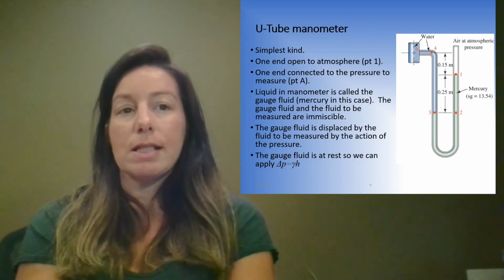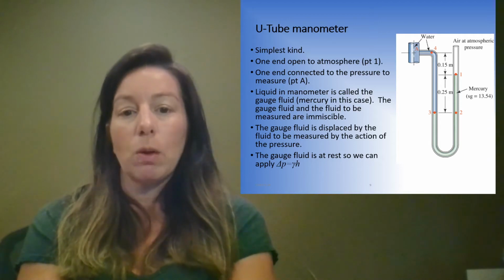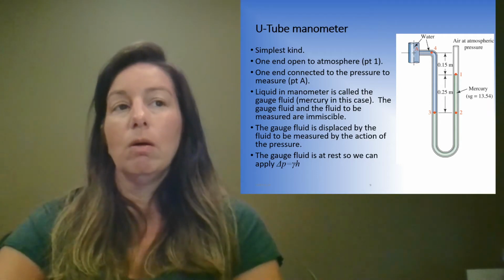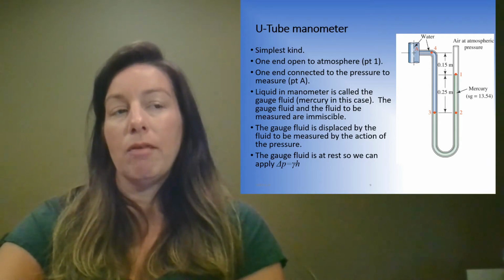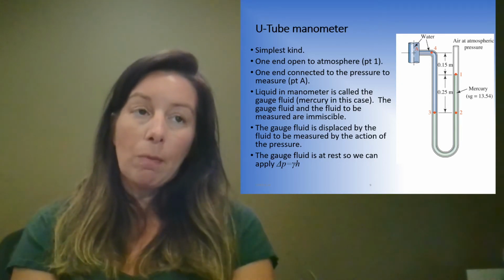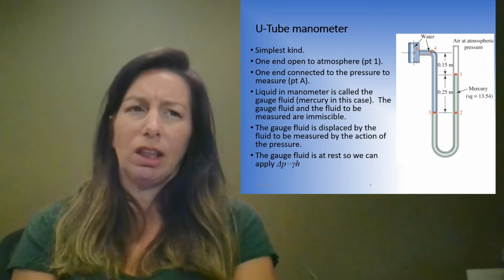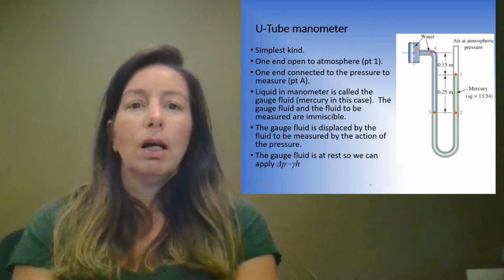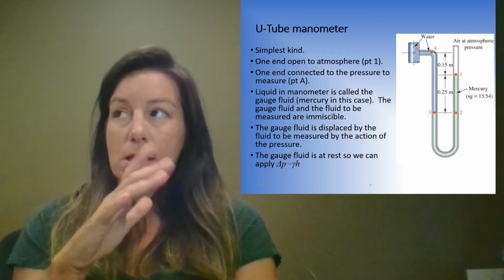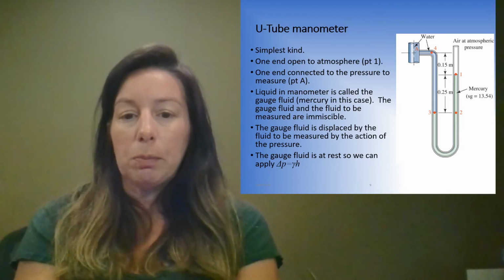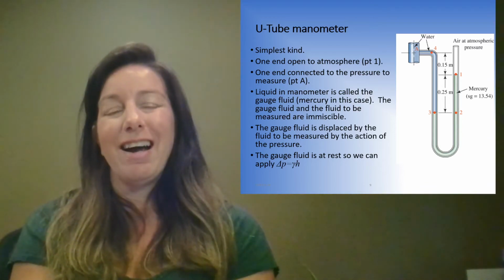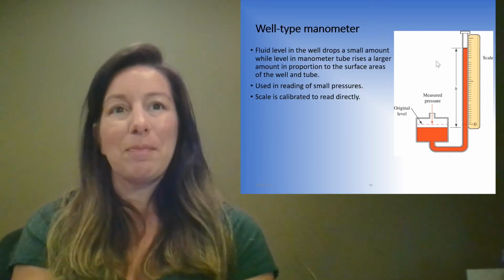The gauge fluid is displaced by the fluid to be measured solely by the pressure, okay? So this gauge fluid, mercury in this case, is going to go up and down depending on what the pressure in the water is, because that's what we care about, the pressure at point A, if the pressure is changing. But anyway, the gauge fluid is at rest, and once it has stopped moving around, the change in pressure is equal to the specific weight times the height, linearly. Okay, so that's one type.